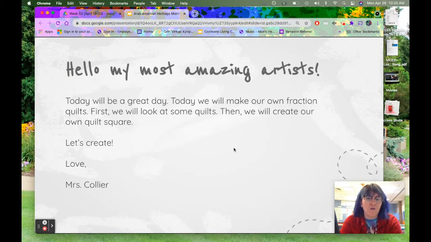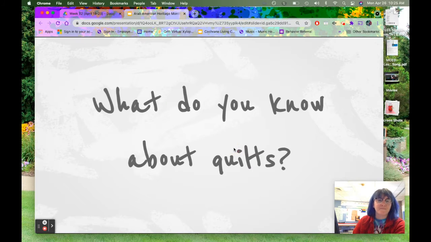Today we will make our own fraction quilts. First we will look at some quilts and then we will create our own quilt square. Let's create. Love, Miss Collier.